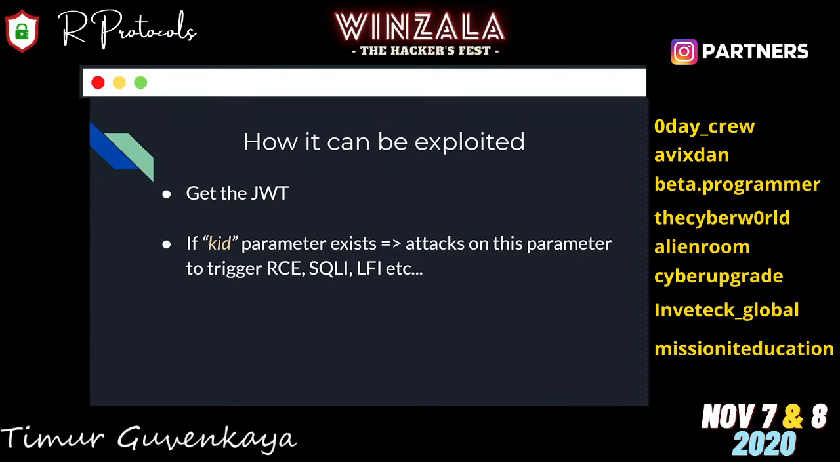How can it be exploited? Just get the JWT, inject stuff to KID and see how it works. Inject some code injections, inject something, and you might see a weird behavior inside of the application, and that might lead you to some thoughts on how to exploit it further.